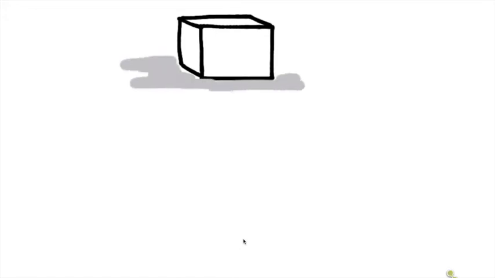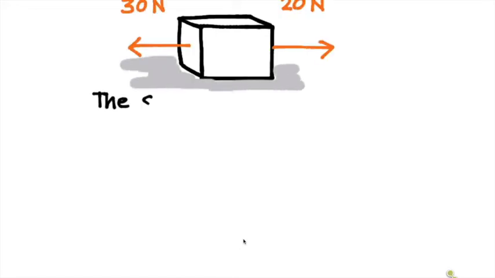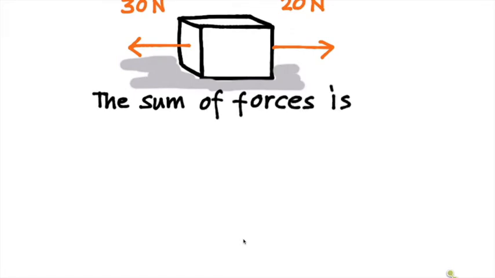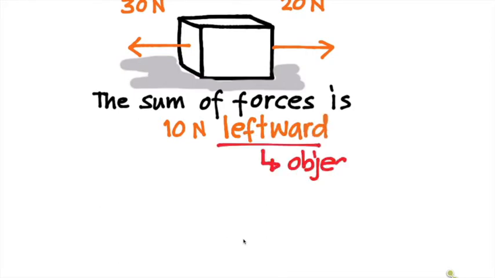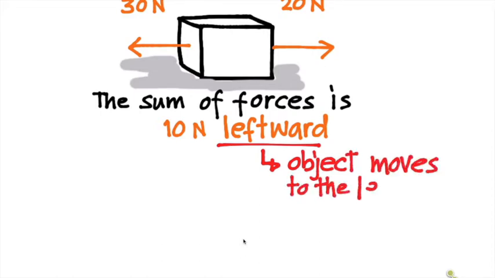Now let's have another scenario here. The same box, but this time I'm going to switch the values. Now what is the sum of forces? The size remains the same, 10 newton, but the direction is leftward. What does this tell us? The object will move now to the left.